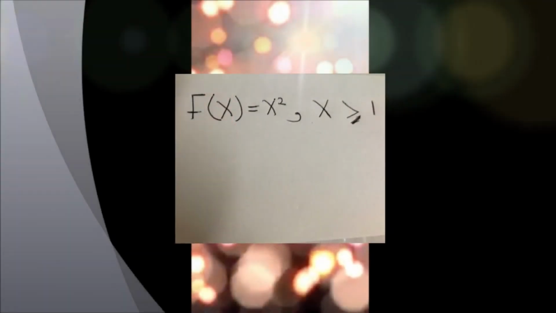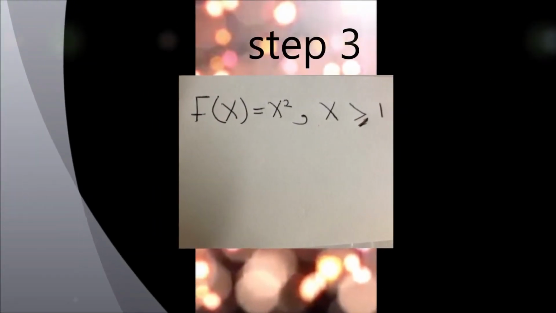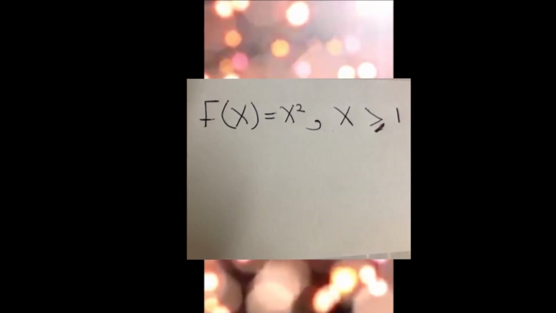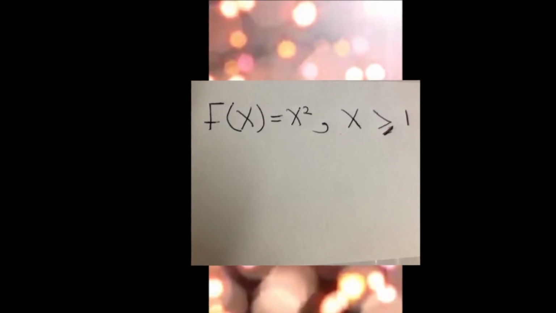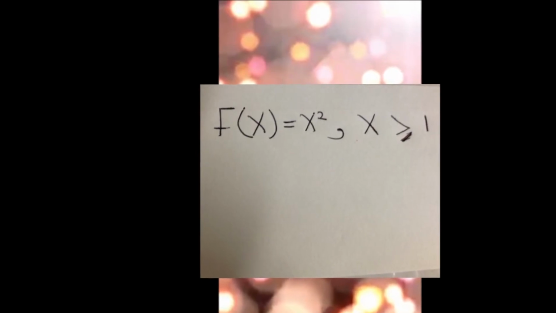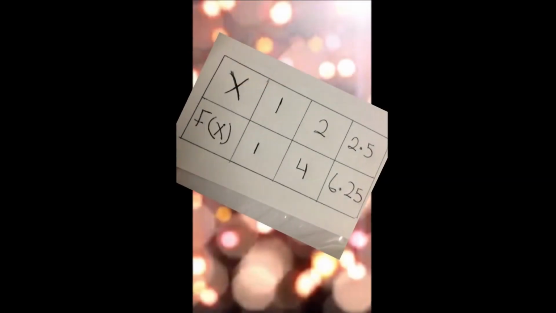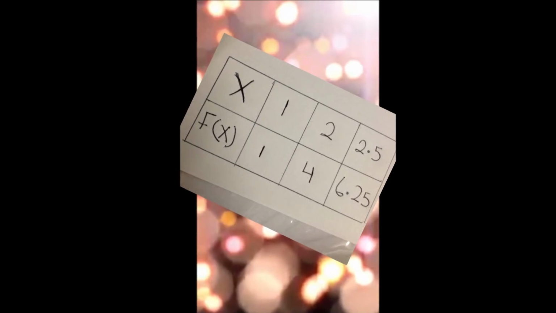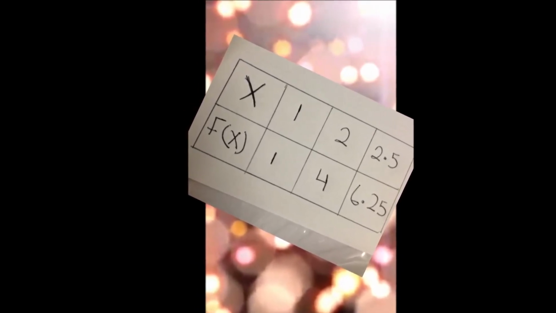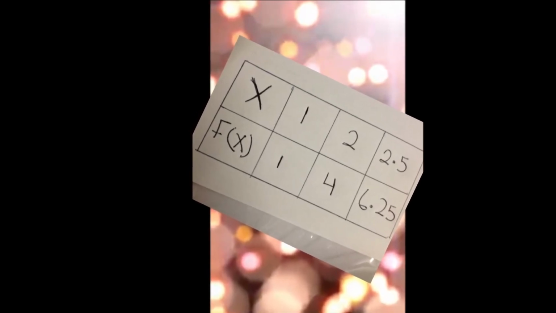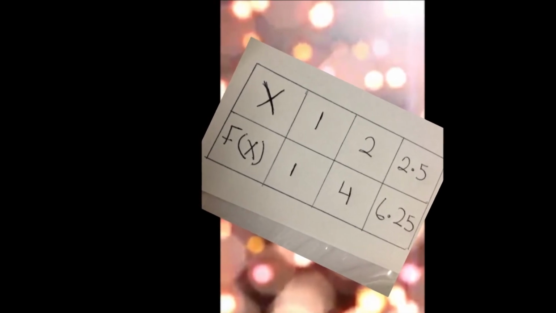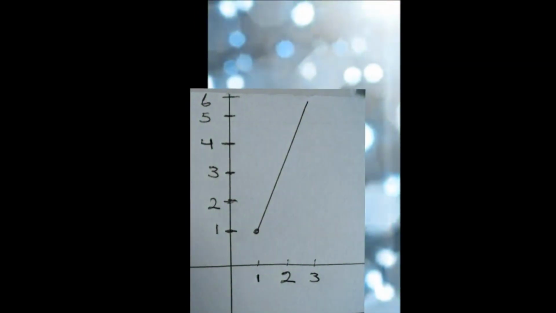Step 3. Finally, consider f of x equals x squared for x greater than or equal to 1. x squared will be a parabola opening upward. To make a table of values, we need numbers greater than or equal to 1. For example, the value of x is 1, and in the definition of f of x it is 1. The graph will look like this.